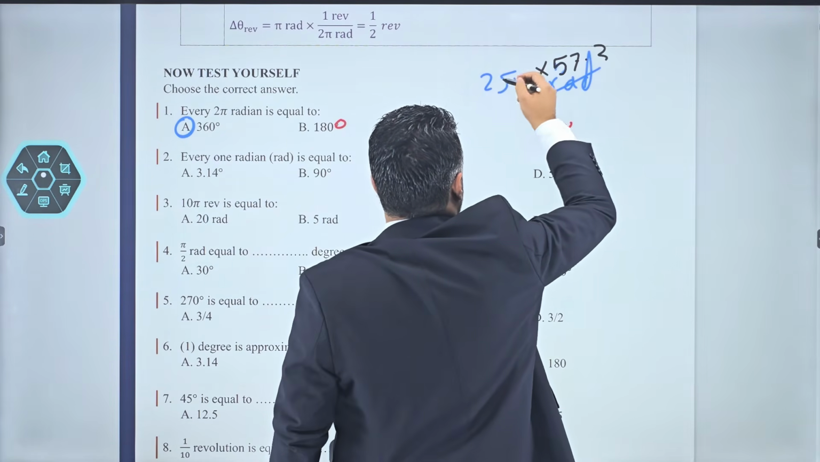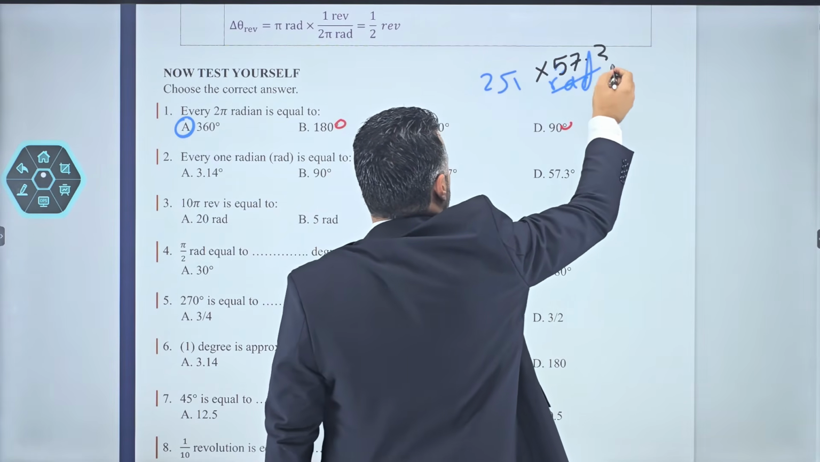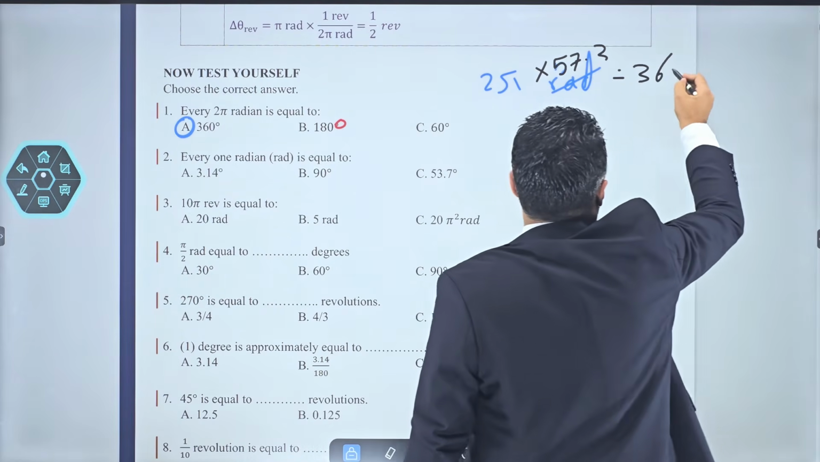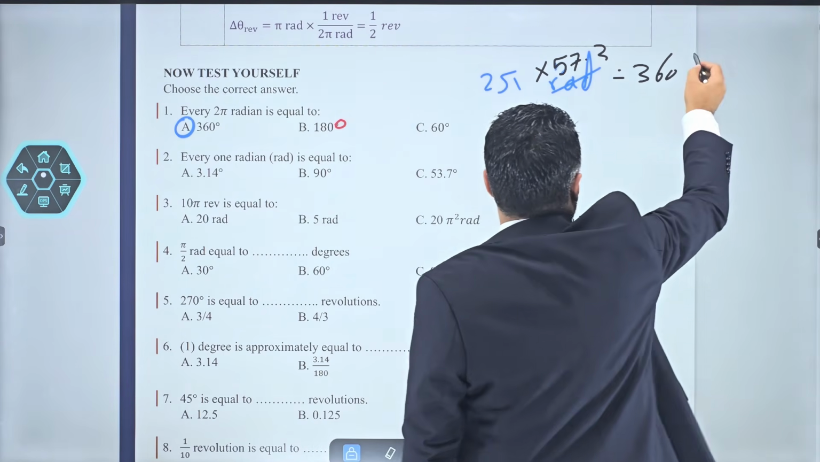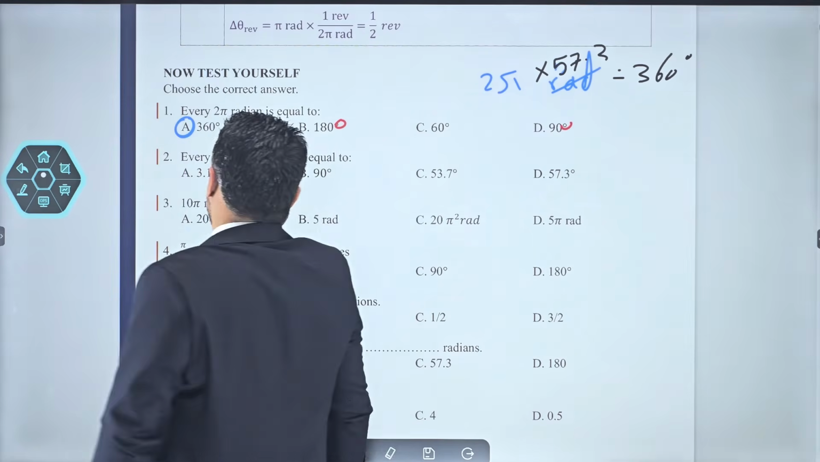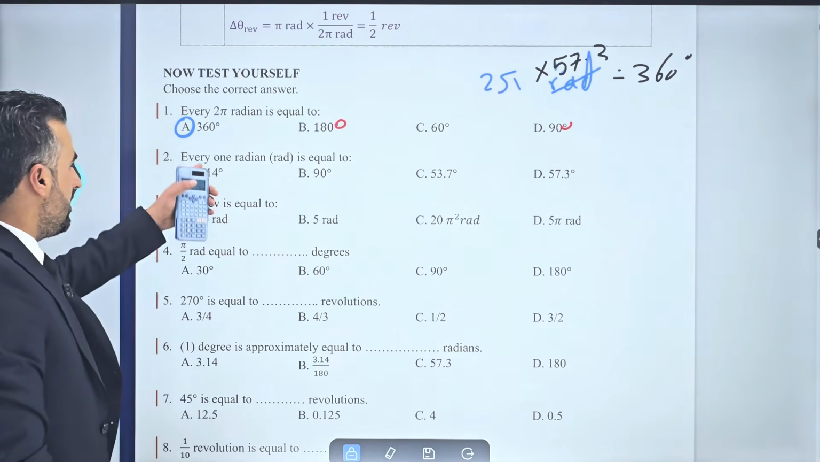57.3. So just multiply 2 pi by 57.3. You again will get 360 degrees, and that would be option A. I think this one is easy.